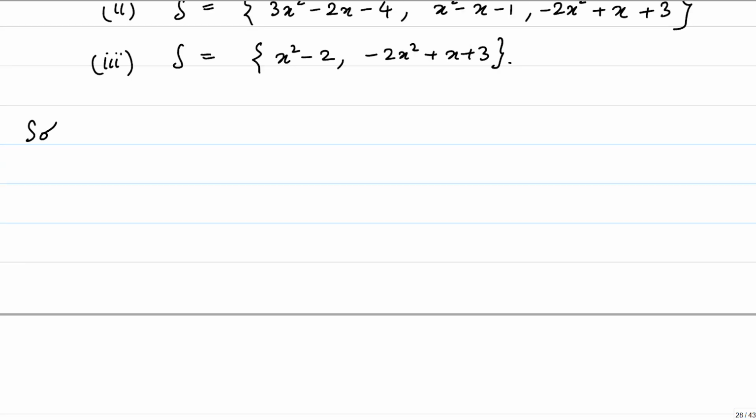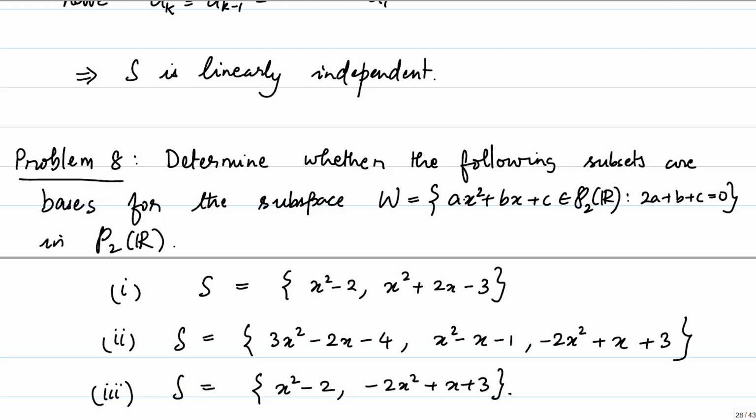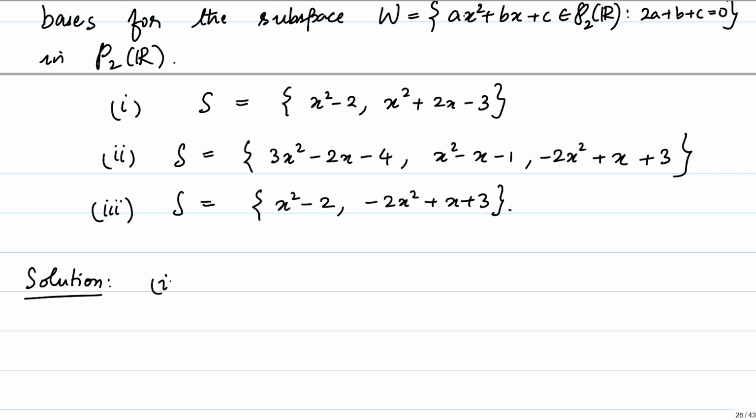So solution. So the first problem, let's do both. Let S be x square minus 2, x square plus 2x minus 3.